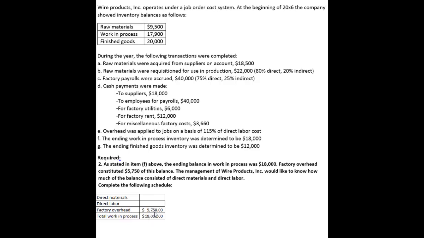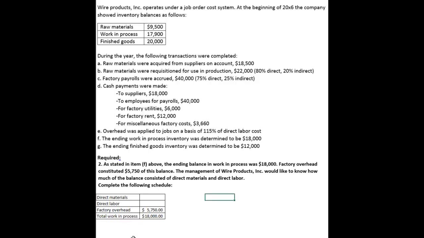So anytime we have work in process, it should have three different elements to it: factory overhead, direct labor, and direct materials. So if we know the ending balance is $18,000, and we're told the factory overhead amount of that $18,000 is $5,750, we can figure out the other two if we're given some more information. What we know here is that our overhead is applied at a rate of 115% of the labor cost.